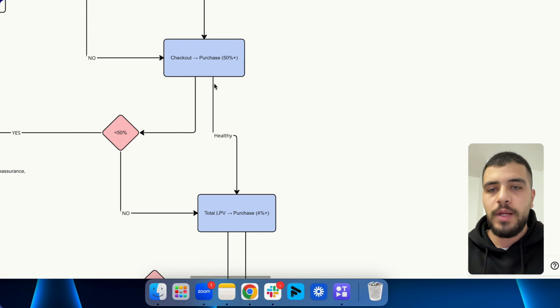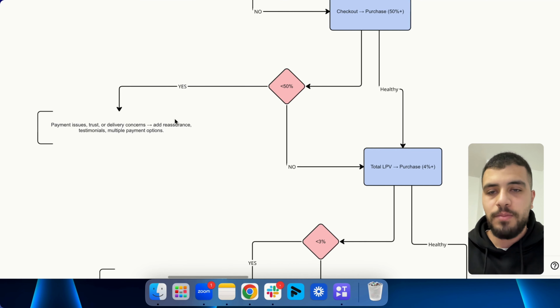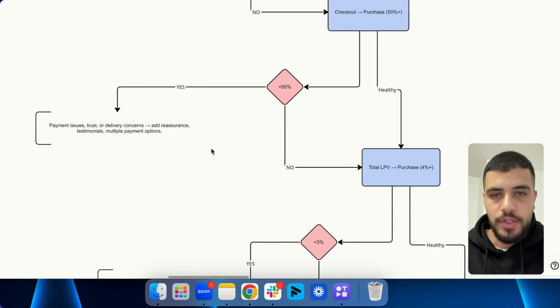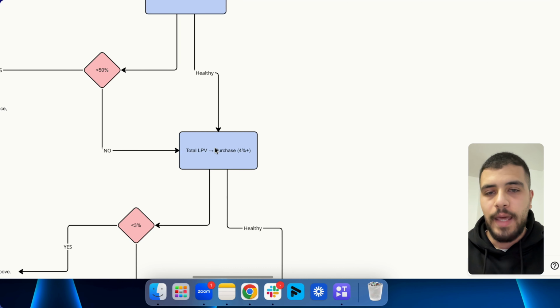Now, if the conversion rate is more than 50%, then we take a look at the final conversion rate, which is checkout to purchase. Ideally, this also should be around 50%. If it's below 50%, it's kind of the same problem. Payment issues, trust, or delivery concerns, which is why they're not purchasing, basically. Or a lot of the time it could be the shipping cost. So double check that.